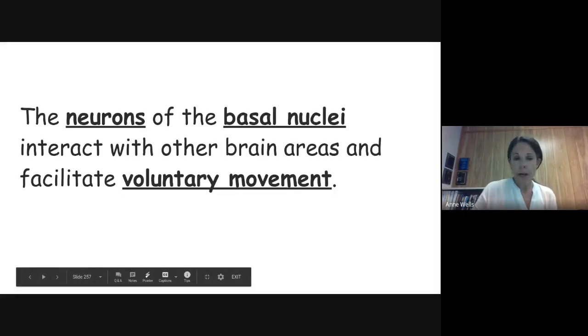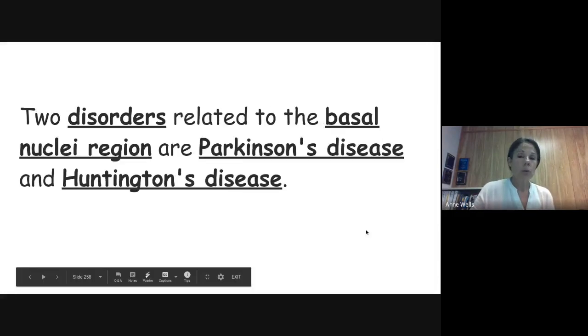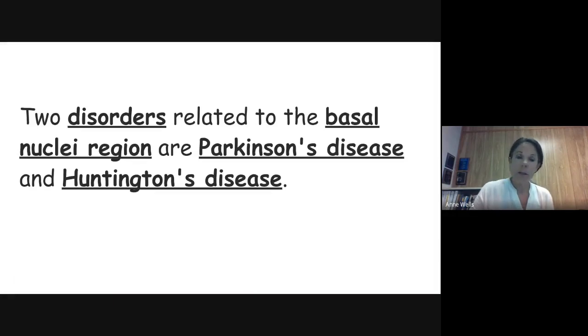The neurons of the basal nuclei interact with other brain areas and facilitate voluntary movement. Two disorders related to the basal nuclei region are Parkinson's disease and Huntington's disease. So you've probably heard of both of these diseases.